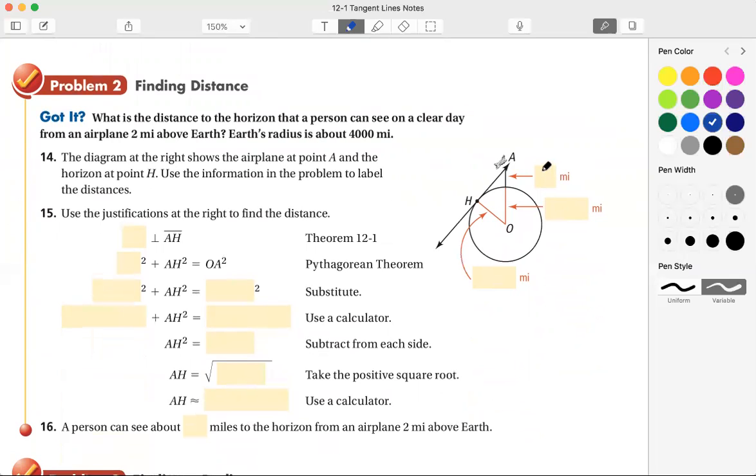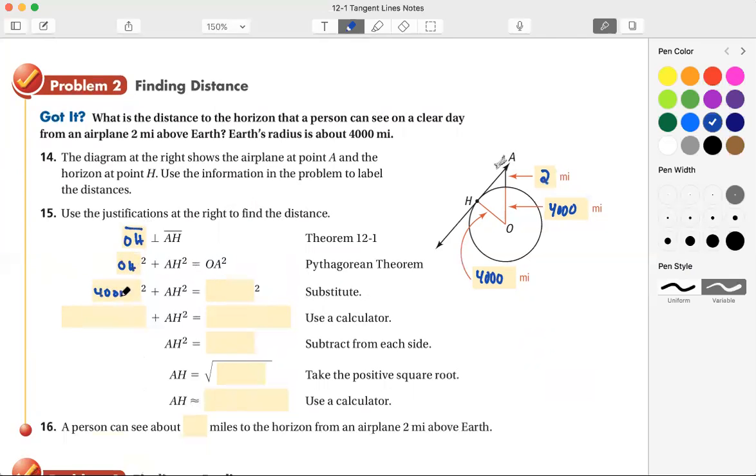All right, so we know this distance is 2 miles. The airplane's above the Earth 2 miles. We know that the radius is 4,000, and we know all radii are the same. So this is also 4,000. All right, we know OH is perpendicular to AH. Okay, so that means OH squared plus AH squared equals OA squared.